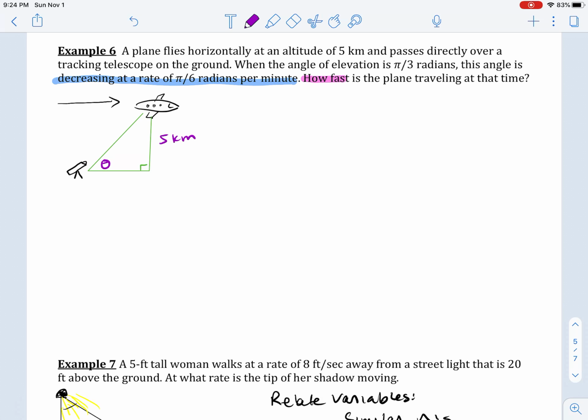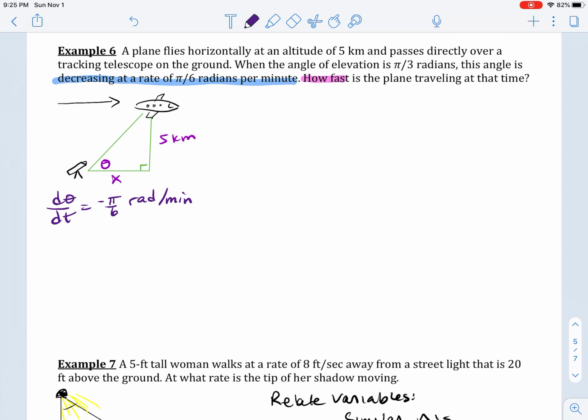So I see that we're given an angle of elevation as pi over 3 radians. So I'm going to say this is theta over there, right? And the horizontal distance between that tracking telescope and the plane, I'm going to say is x, right? And we know that d theta/dt is going to be decreasing, so it's going to be minus pi over 6 radians per minute, right?